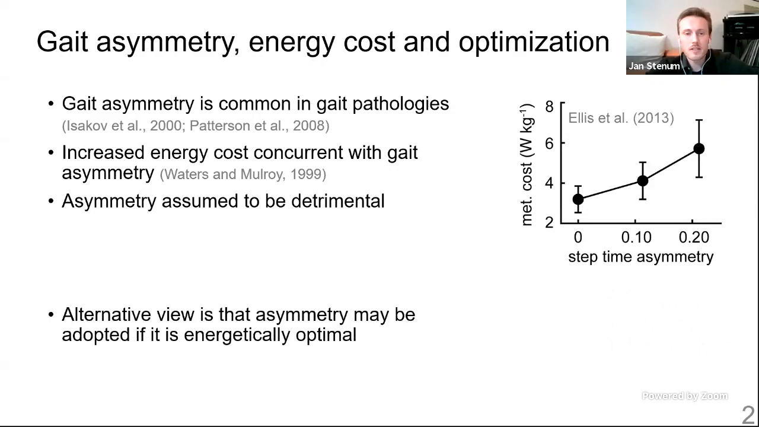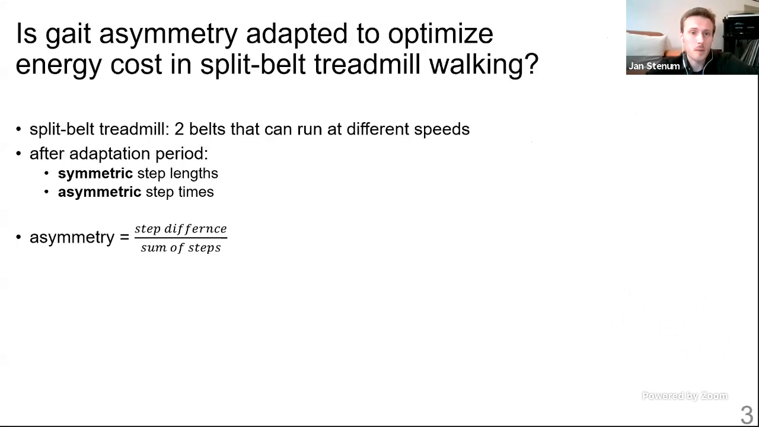Now, an alternative view is that asymmetry may be functional in that it may be adopted if it is energetically optimal. So we wanted to test that idea using a split belt treadmill. So a split belt treadmill has two belts that run side by side, and they can go at different speeds. After an initial training or adaptation period, the gait pattern resumes a steady state pattern with about symmetric step lengths and asymmetric step times. Here, asymmetry is calculated as the difference in the value of the two steps of the stride cycle divided by their sum.